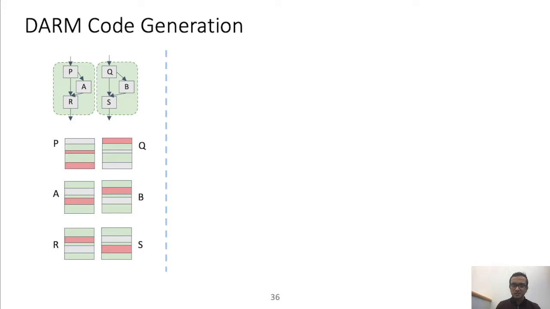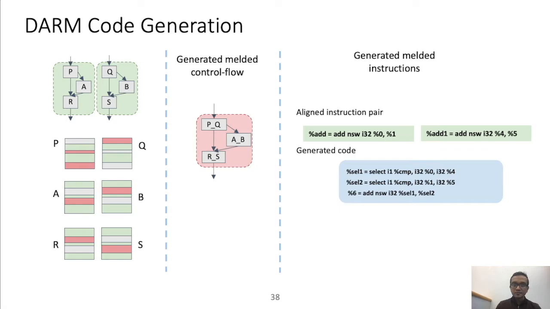In the code generation step, we use the computed instruction alignment to generate the melded code. We start by generating the melded control flow subgraph. And then we populate the basic blocks of the melded control flow using the computed instruction alignment. For each aligned instruction pair, we generate an instruction with the same opcode. The operands of the melded instruction are conditionally selected by inserting select operations. Note that select operations are not required if the corresponding operands of two aligned instructions are the same. This instruction generation process is similar to the one used in branch fusion.